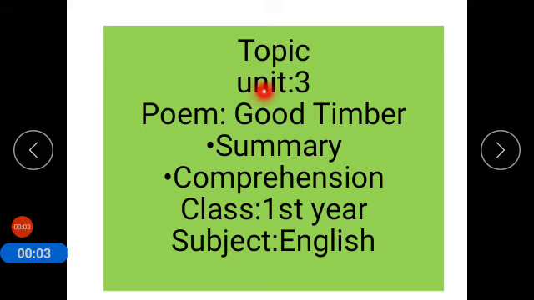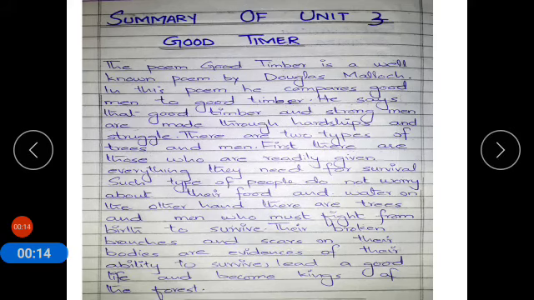Student, today's topic is unit number 3. Unit number 3 is a poem. The title of unit number 3 is Good Timber. Today we will do the summary and comprehension of the poem. First year subject English. Summary of unit number 3.